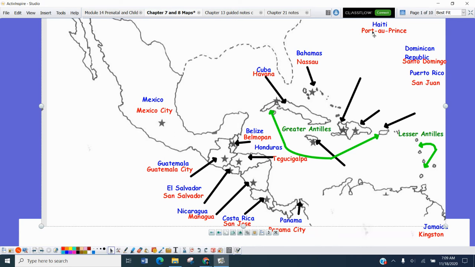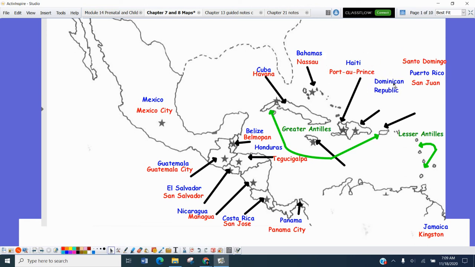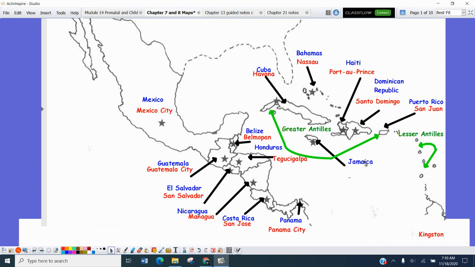All right, we have a larger island here. This island is known as Hispaniola, but there are two countries on Hispaniola. In the west, you have the nation of Haiti, and its capital is Port-au-Prince. And on the eastern side of the island, you have the Dominican Republic, and its capital is Santo Domingo. This island right here is Puerto Rico, and its capital is San Juan. And coming down on the bottom side, we have the country of Jamaica, and its capital is Kingston.